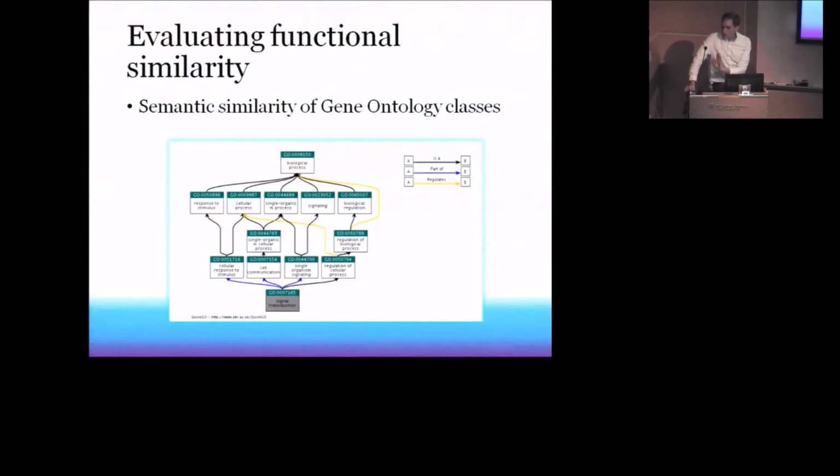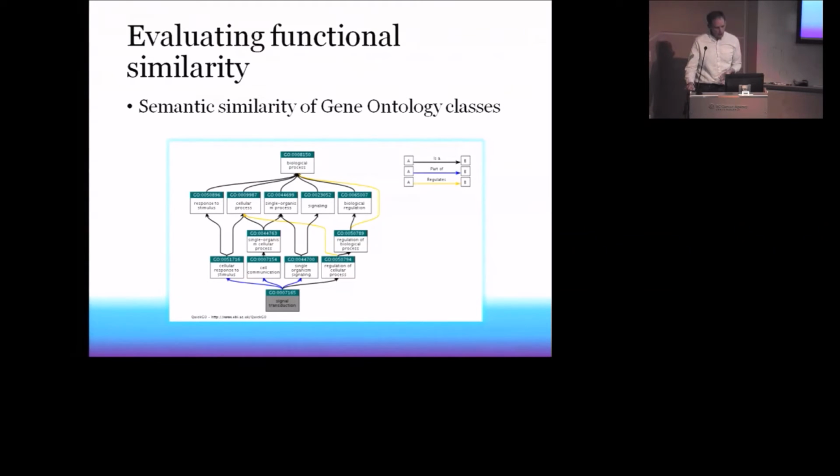So, as I said, one way we can evaluate is using function, and one nicely structured description of function is through Gene Ontology. Gene Ontology, for those of you who are not familiar, is simply a hierarchical way of describing different function at different levels of precision. So there's a biological process ontology. At the top of the biological process ontology is biological process. This means that the protein participates in some kind of biological process.